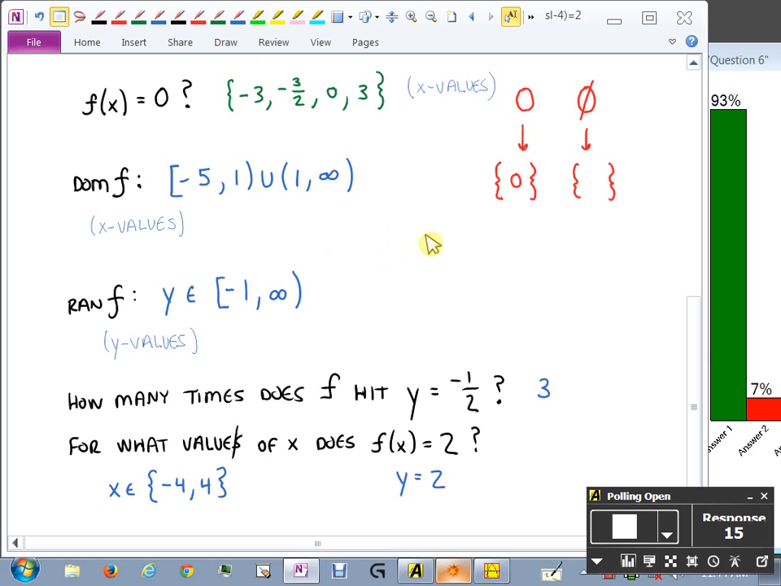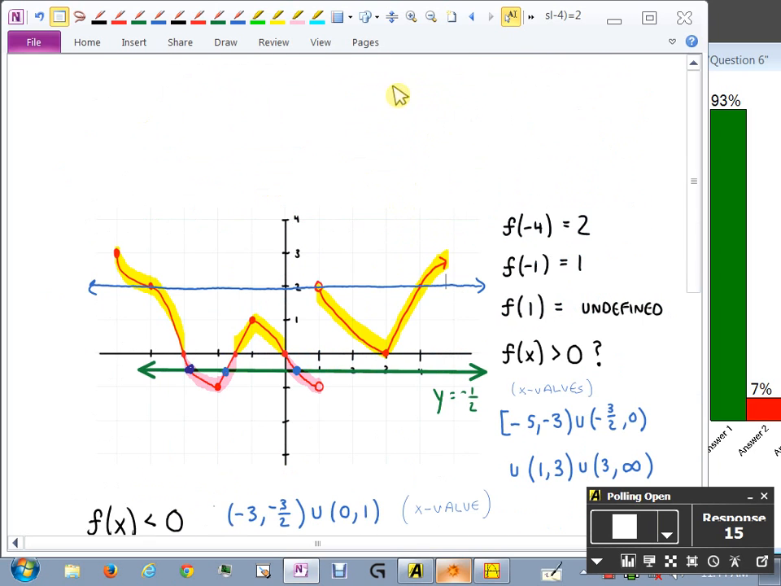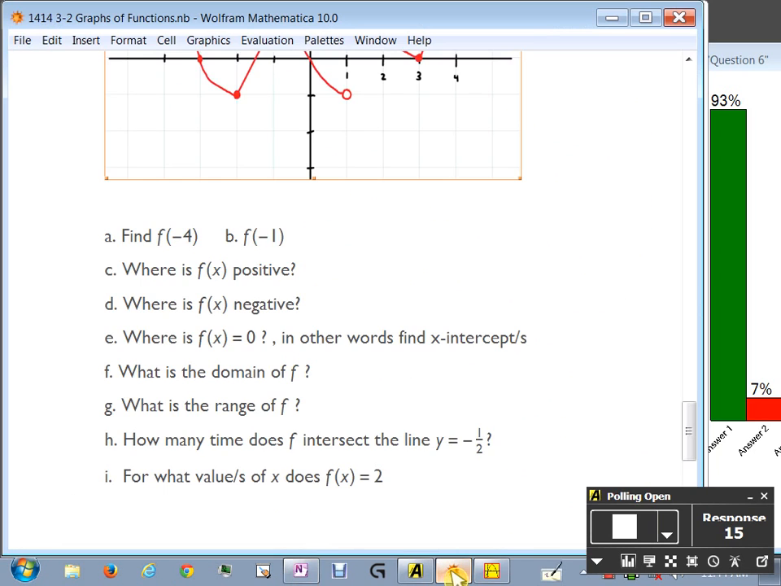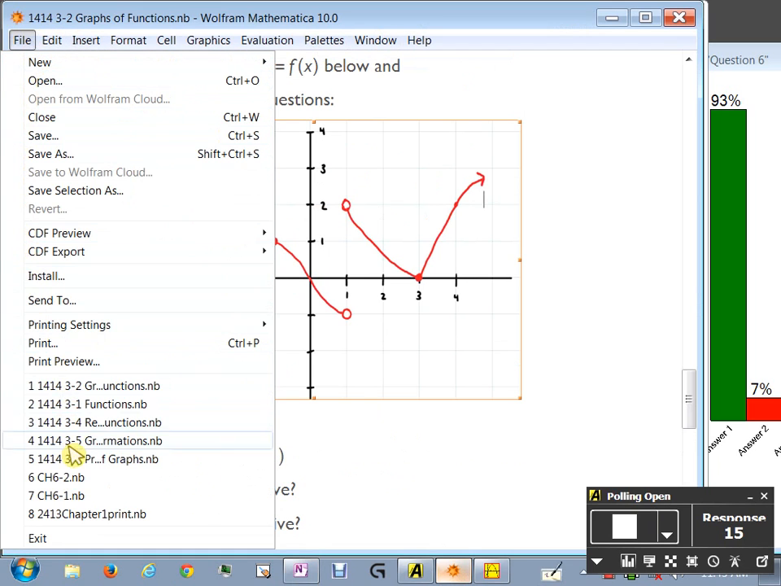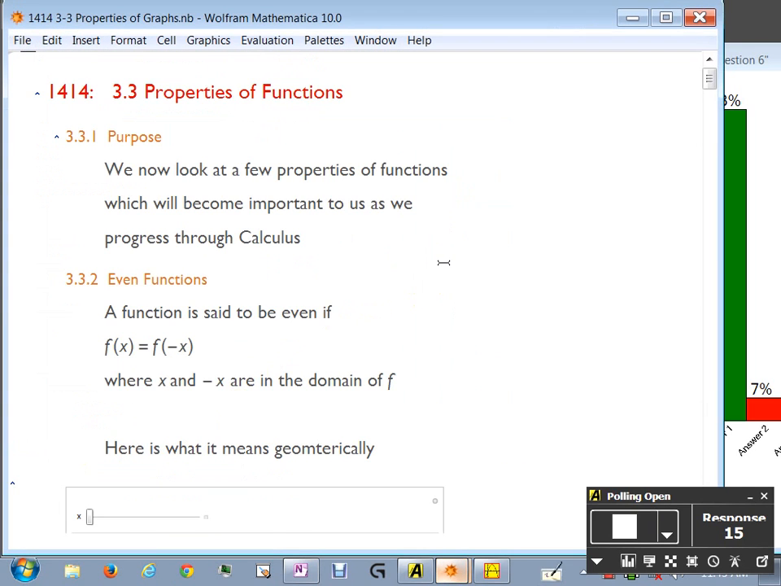All right. That's it for that. Let's move on. Everyone should have the notes for 3.3 because I handed them out last time. Now we're going to talk about the properties of functions. We look at a few properties of functions which will become very important to us as we progress through calculus.